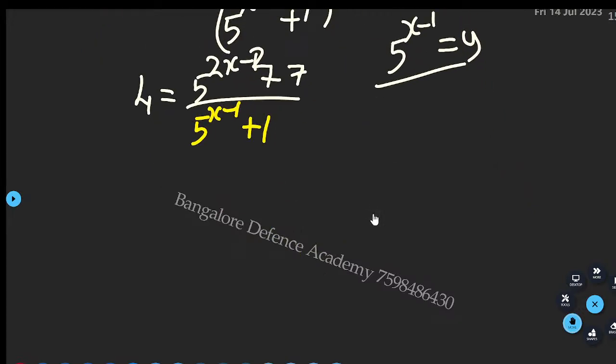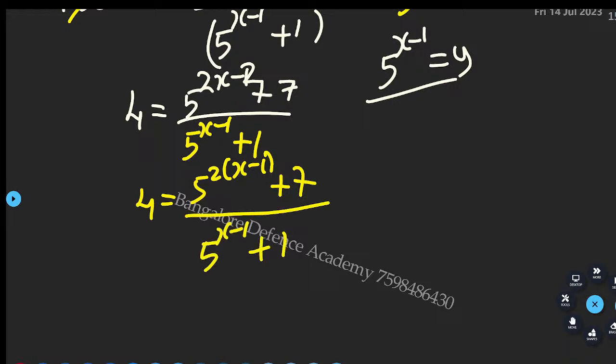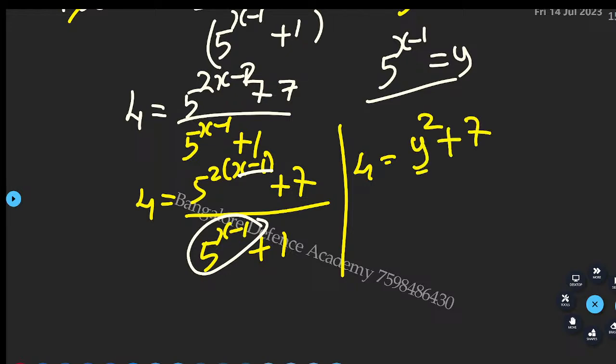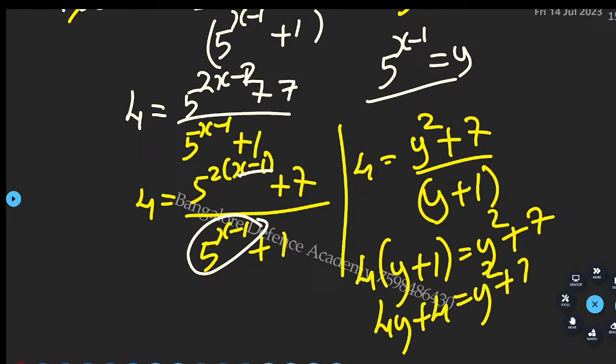So here what happens, this is 4 into 5 to the power of 2 into x minus 1 plus 7, and below what will come? 5 to the power of x minus 1 plus 1. Now wherever you have 5 to the power of x minus 1, you have to take y. So this becomes 4 is equal to y square plus 7 divided by y plus 1. This is a bracket. Can I cross multiply? This becomes 4 into y plus 1 is equal to y square plus 7, correct? Now if you multiply this, this becomes 4y plus 4 is equal to y square plus 7, correct?